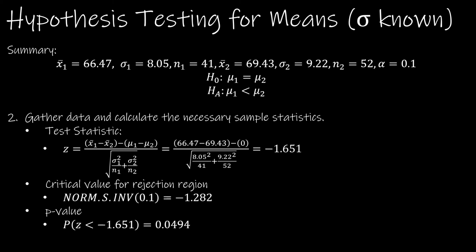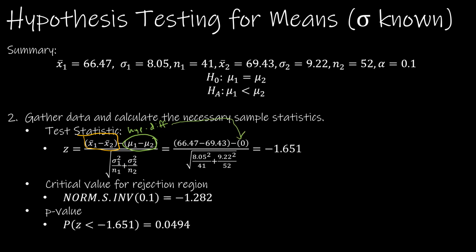So let's take a look. The test statistic, again, is first to take the two x bars and subtract them. And typically, we'll just do that in the order in which they give it to us. So x bar 1 and x bar 2, 66.47 and 69.43. And then again, as I said before, mean 1 minus mean 2, this is the hypothesized difference. And we are assuming that the difference will be 0.